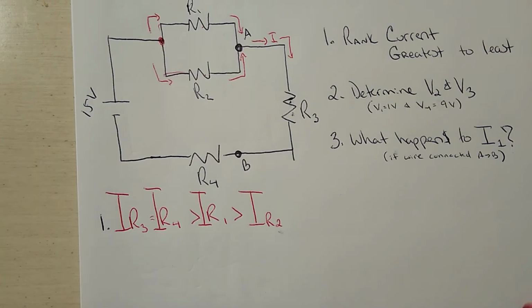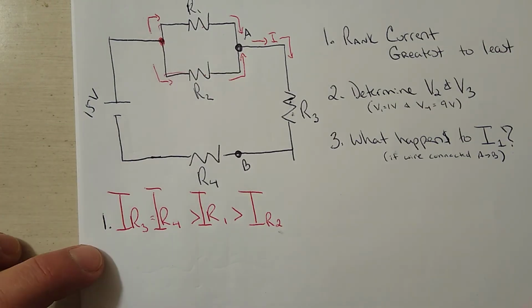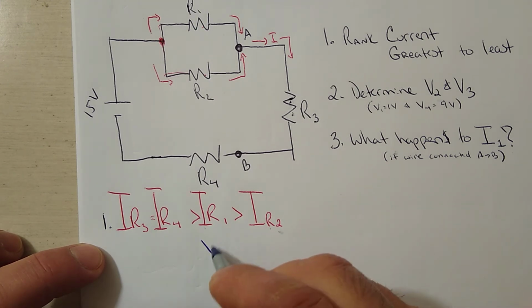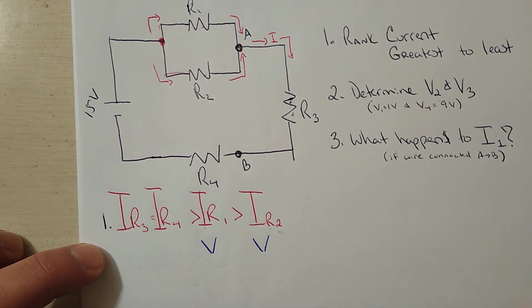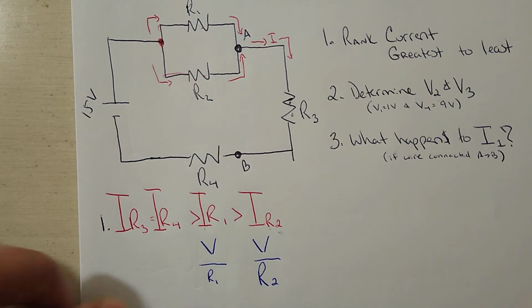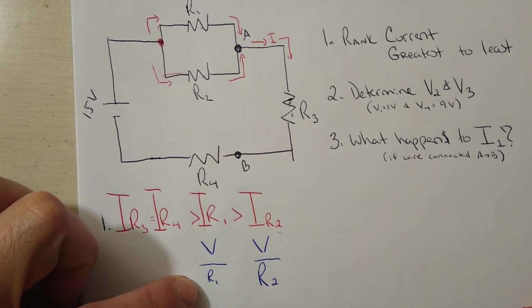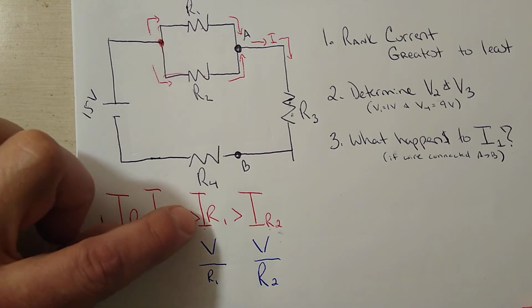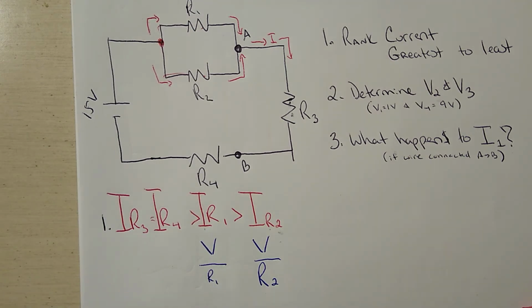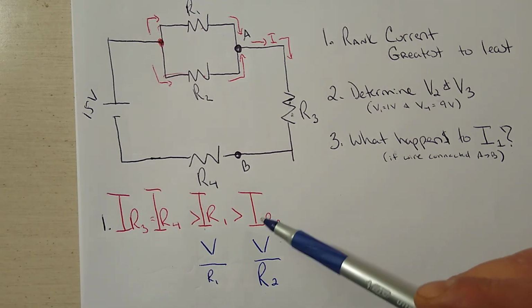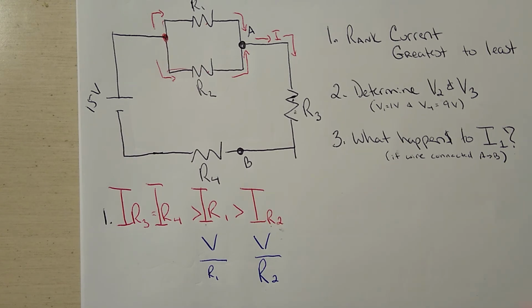So taking a look at this just one more time, both R1 and R2 are in parallel, right? So they both have the same voltage. That's a rule for parallel. But R1 is smaller than R2. And so the same number divided by a smaller number will give you a bigger quotient. So we see the mathematics has I of R1 being greater than the current through R2.